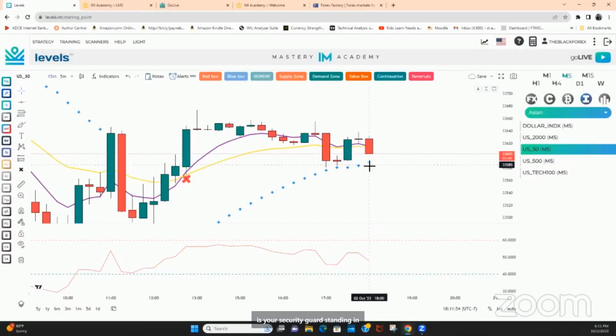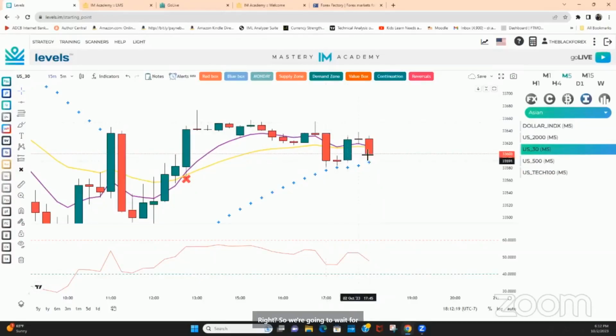This is your security guard standing in the hallway saying you cannot go down this hallway. You cannot, do not sell it. I don't care what happens. It's not time to sell. It will be time to sell if the EMAs cross. So purple on the top, we are still in buy momentum. Once we get a plus up top, we are out of buy momentum.